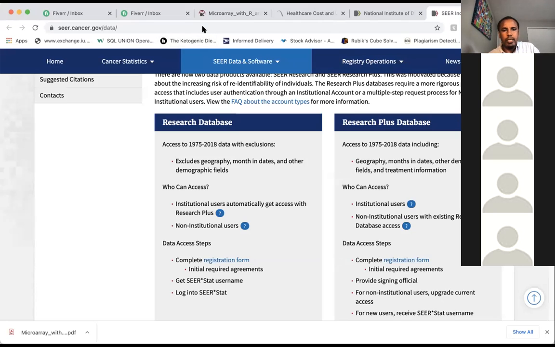So SEER is one of the very large databases, and it's produced and released annually by the National Cancer Institute. It's very easy to access. It has millions of rows and hundreds of columns, so you can conduct research on cancer survival, and you can look at whether certain treatments have the desired effect on cancer survival. So in terms of outcome, there is data on primary sites as well as on metastasis.